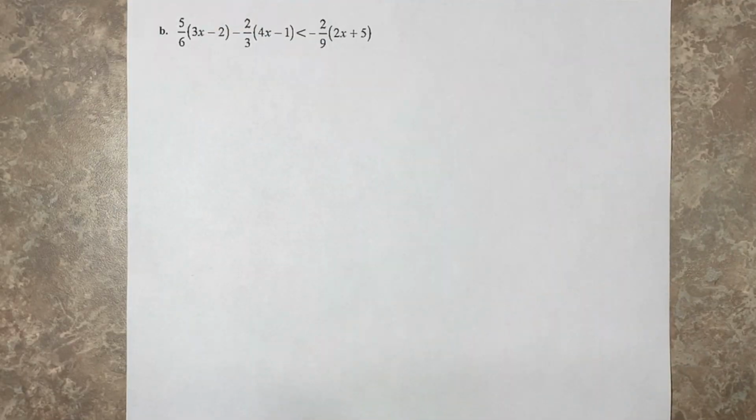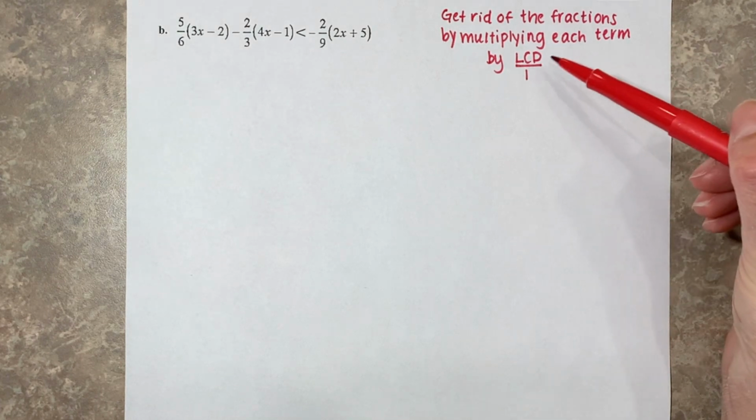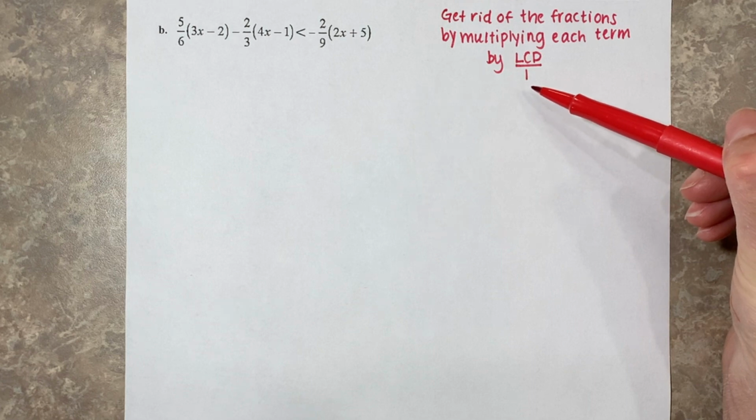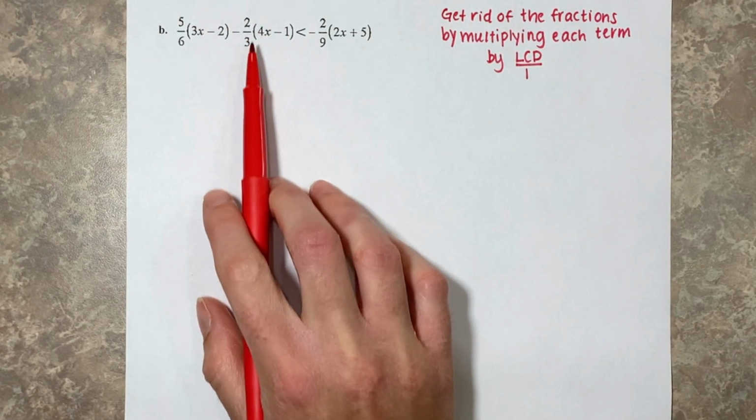Next, we're going to solve an inequality that involves fractions. Now there are several different approaches we could take here, but the approach we're going to take is consistent with what we learned earlier on in the chapter. And that approach says that when you have an equation or an inequality that involves fractions, you can get rid of the fractions by multiplying each term by the LCD. And I like to write it as the LCD over 1 because that makes it a little bit easier to perform computations with this when we're dealing with these fractions.